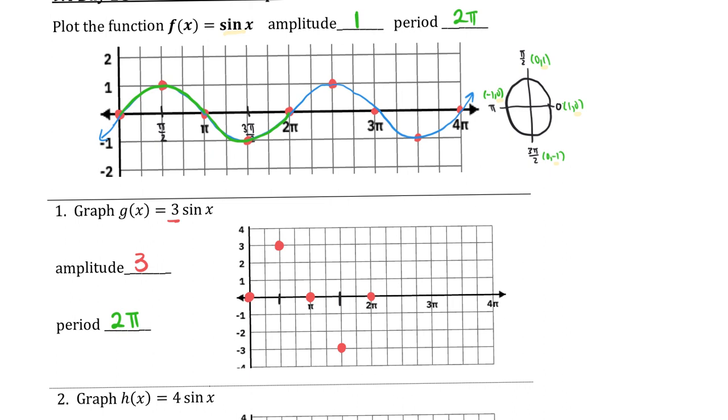Then it repeats again. So it went 0, up, 0, down, 0. So it's going to go 0, up, 0, down, 0 again. So between 2 pi and 3 pi, I'm going to go up. Then I go to 0. And then between 3 pi and 4 pi, I go back down 3. And I go back to 0.